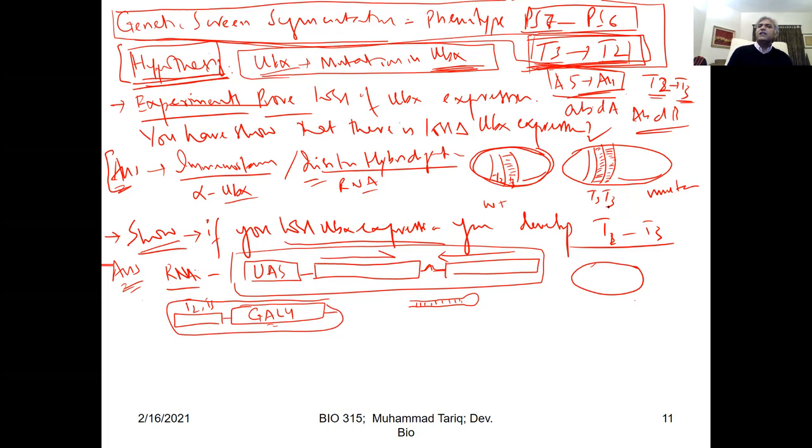If T3 is converted to T2, that is proof that UBX is essential for T3, and if I bring down UBX in T3, T2 takes over. Which means in my mutants, when T2 is taken over by T3, it means UBX was ectopically active here. Clear? So these are the kinds of strategies, the kinds of experiments we do.